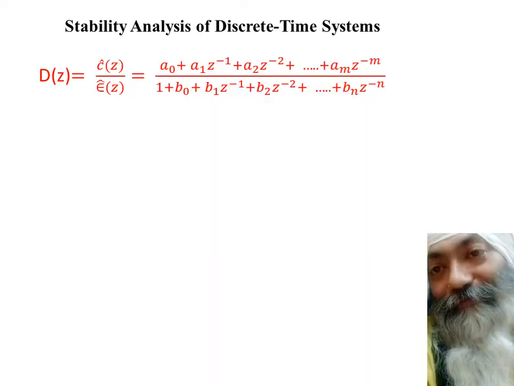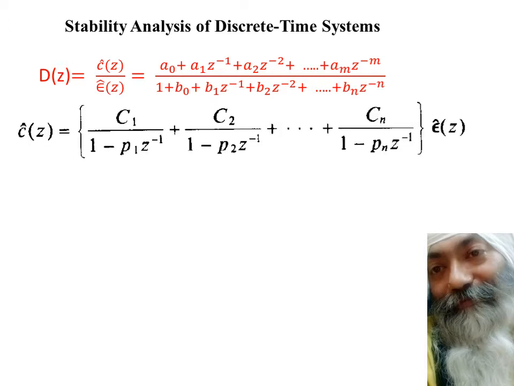Hello friends, we are back with stability analysis of discrete time systems. As we had seen earlier, any discrete control loop in feedback form can be represented by this transfer function D(z), which is the controller output divided by the error input. In the general form, you have a numerator of order m and a denominator of order n, and we shall be analyzing this system with this particular transfer function in the discrete time domain.